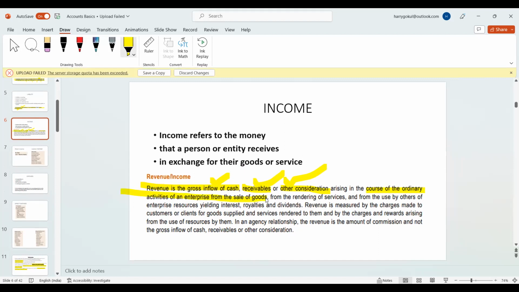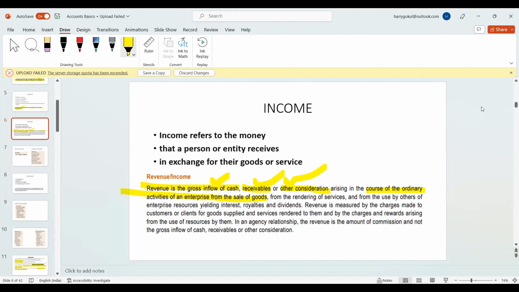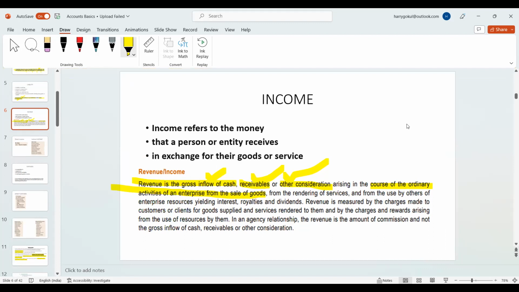That means your actual main course of business, meaning selling of goods. I'm a car dealer. What's my business? Selling a car. So it's arising from my business. That's what is called the ordinary activity of an enterprise, or from rendering service. It doesn't only include goods, it also includes services, and from the use by others of entity resources. For example, I am a good writer.